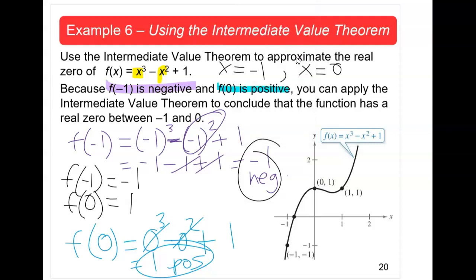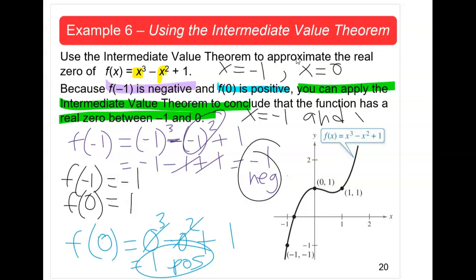So it says here, because f of -1 is negative and f of 0 is positive, you can apply the intermediate value theorem and conclude that the function has a real 0. We don't know what the real 0 is, and this is how you will answer this question on your test. You can say something like, by the intermediate value theorem, there is a real 0 between -1 and 0. And I would just like to add between x equals -1 and x equals 0.